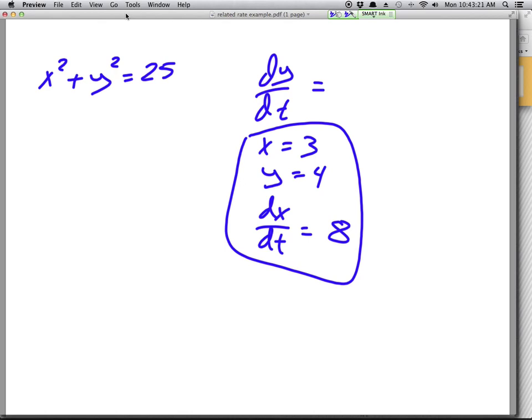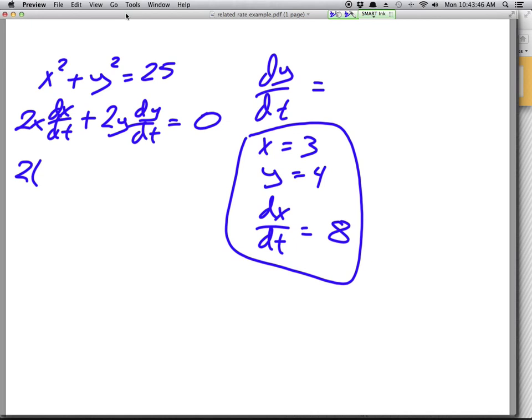So what's the derivative of x squared? 2x dx/dt. What's the derivative of y squared? 2y dy/dt. And the derivative of 25 is 0. After I take the derivative, then what do I do? Plug in everything they gave me.